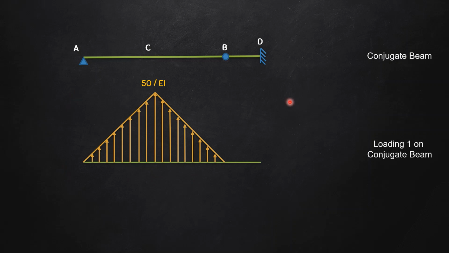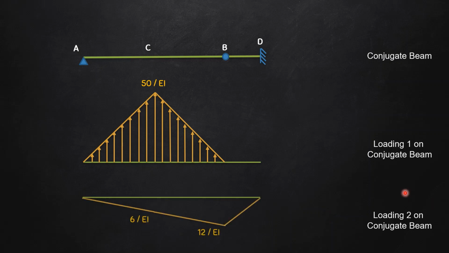All right. And now this is loading 2 on the conjugate beam, which is nothing but M by EI diagram due to loading 2 on the real beam. This diagram is there, 6, 12, 0, and this entire diagram was negative. So therefore, the loading will be in the downward direction following the same sign convention as said before.